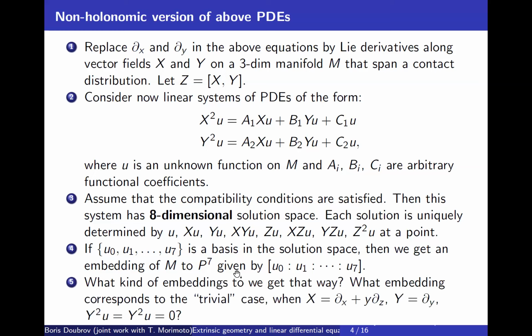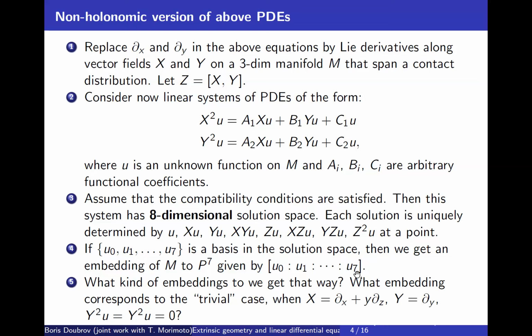And of course, the question is what kind of embeddings we get this way. Certainly, these are not arbitrary embeddings, because again, we have a very specific left-hand side of this equation. So we cannot expect that we arrive at any embeddings of contact three-dimensional manifolds in P7. There will be some special conditions for such embeddings. And second, even an easier question.